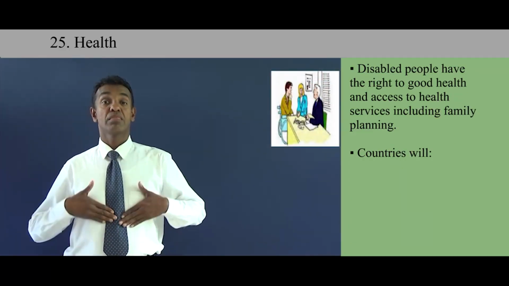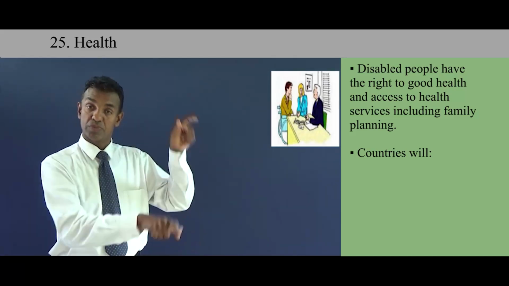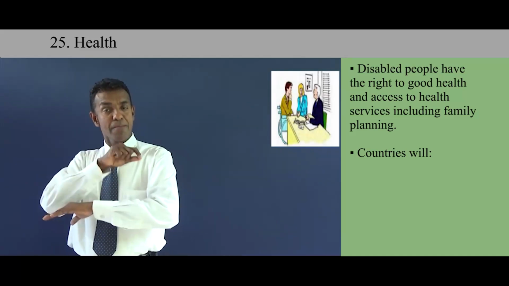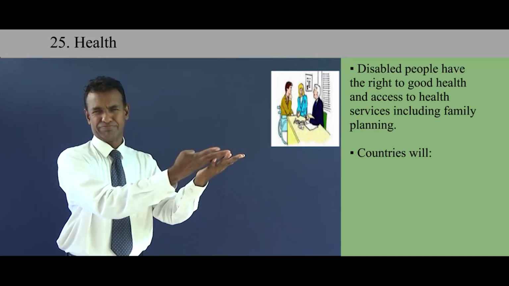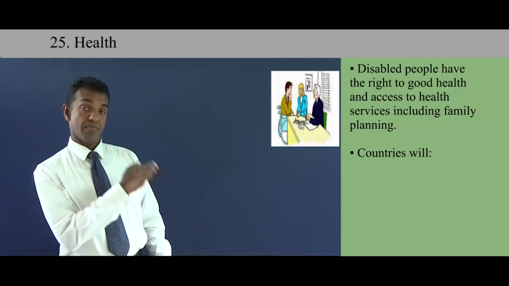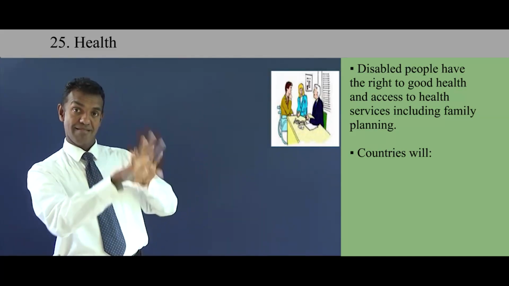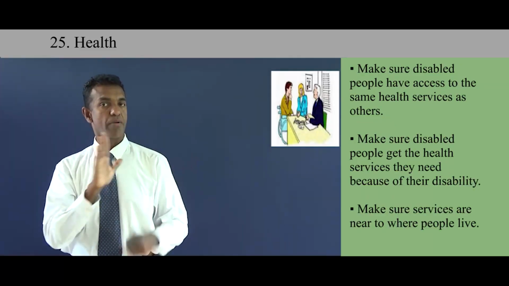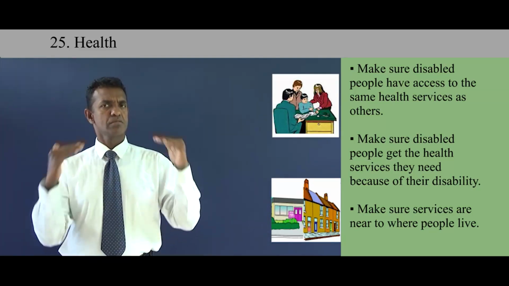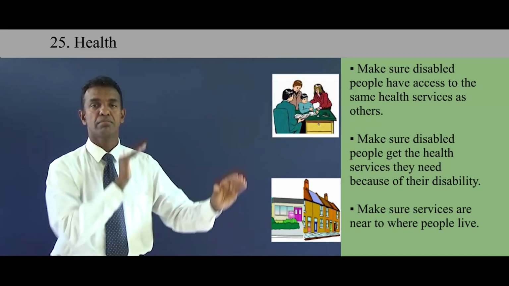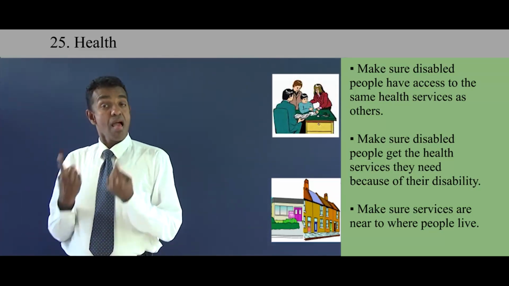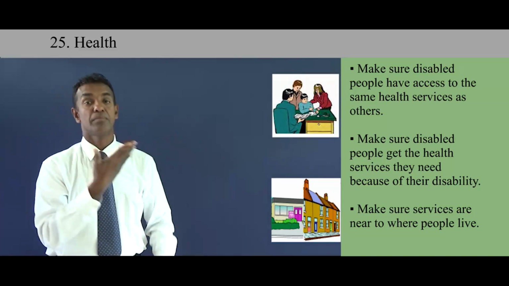Health. Disabled people have the right to good health and access to health services, including family planning. Countries will make sure disabled people have access to the same health services as others. Make sure disabled people get the health services they need because of their disability. Make sure services are near to where people live.